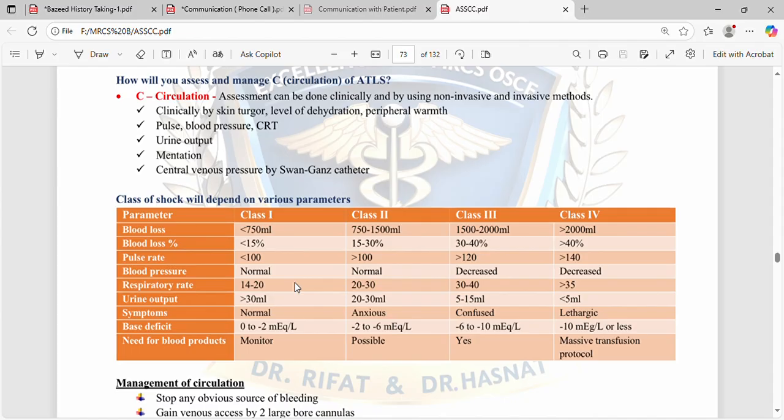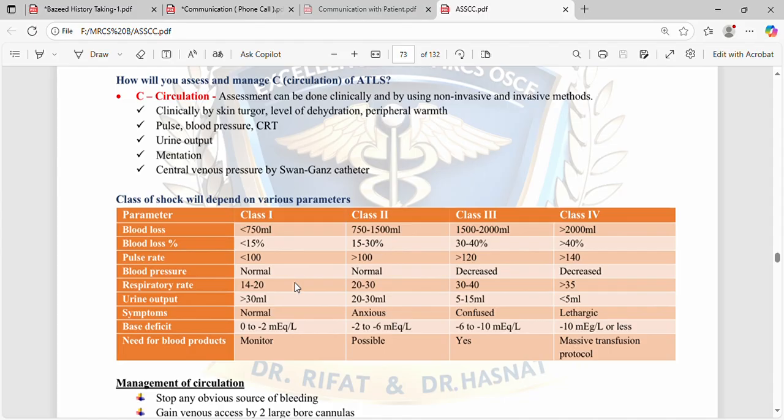Blood pressure will be normal in class 1 and class 2, and decreased in class 3 and 4. Respiratory rate 14 to 20, 20 to 30, 30 to 40, greater than 35. Greater than 30 ml urine output will be in class 1, 20 to 30 in class 2, it will decrease to 5 to 15 in class 3, and less than 5 in class 4. Symptoms: normal, anxious, confused, and lethargic in class 4. Base deficit, this is not important, but you can remember it: 0 to -2, -2 to -6, -6 to -10, and -10 or less.